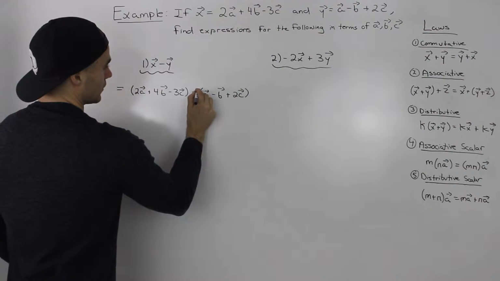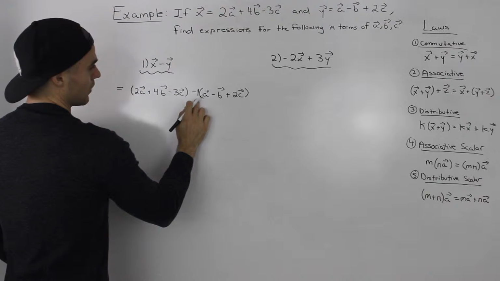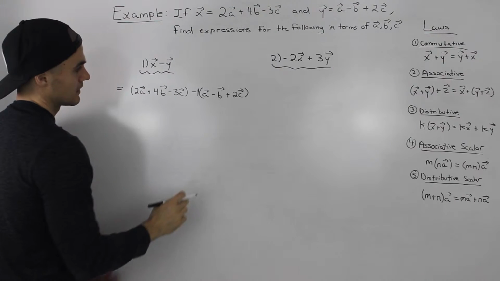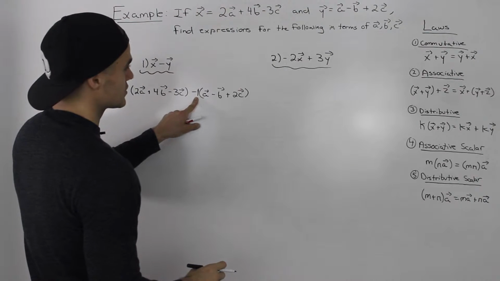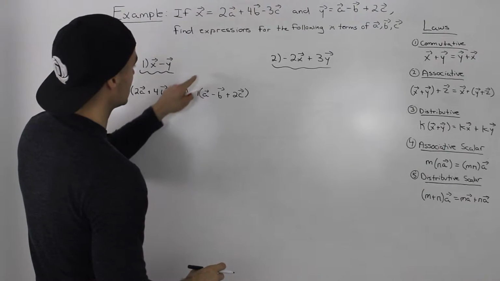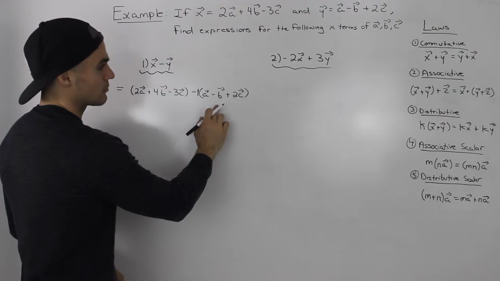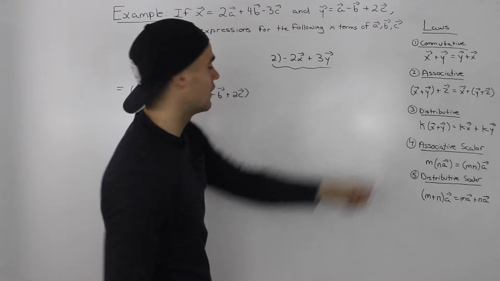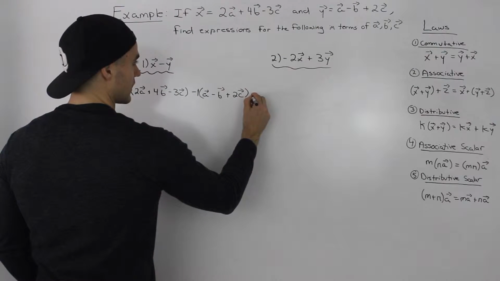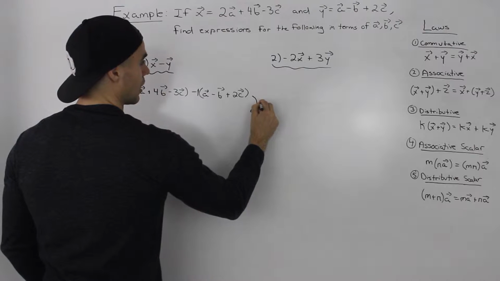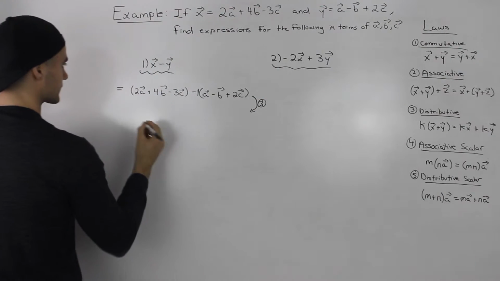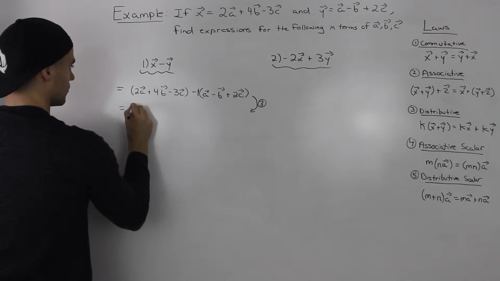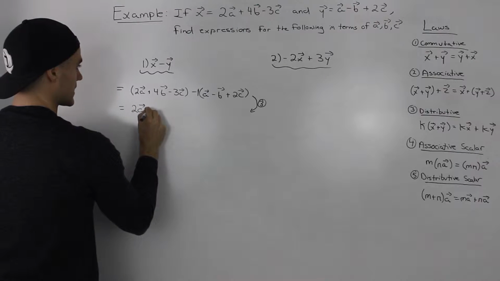Now the first thing we're going to do is notice how there's a -1 in front of this bracket. So that's a scalar, and I'm going to distribute this scalar inside the bracket. If you notice, that is the distributive property of vector addition. So for the next line, I'm using law number 3. This I'll rewrite as is.